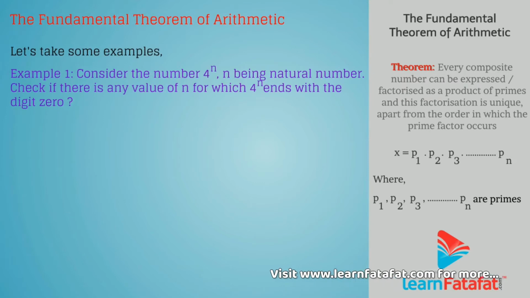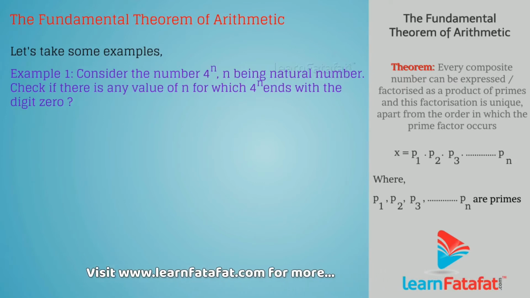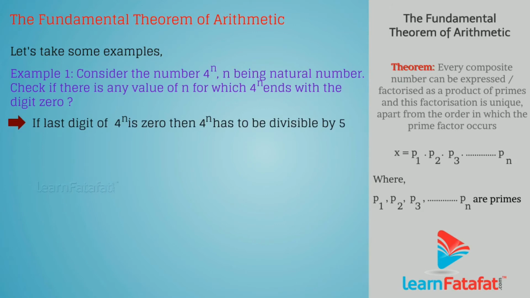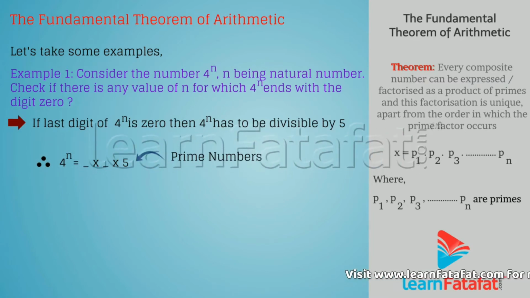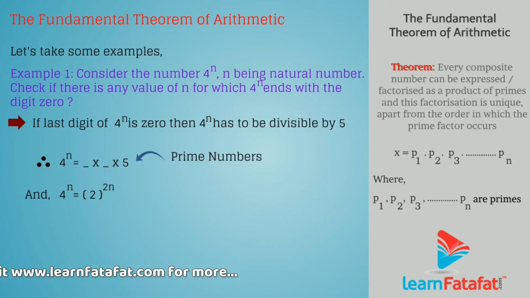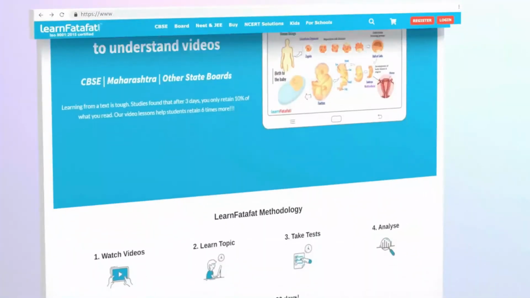Let's take some examples. First, we have to check whether there is any value of n where 4 raised to power n ends with digit 0. If the last digit of 4 raised to n is 0, then 4 raised to n has to be divisible by 5, and the factors of 4 raised to power n would contain the prime 5. 4 raised to power n can be written as 2 raised to power 2n.